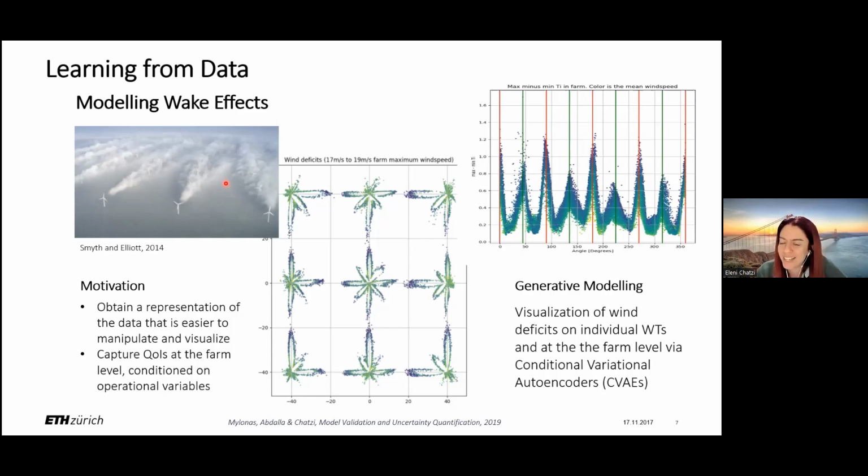To infer the reality of what is going on in this wind farm, we used the conditional variational autoencoder, which gave us a generated model complete with some uncertainty quantification information on what would be the loads experienced by the farm, depending on the mean wind speed and direction on this site.